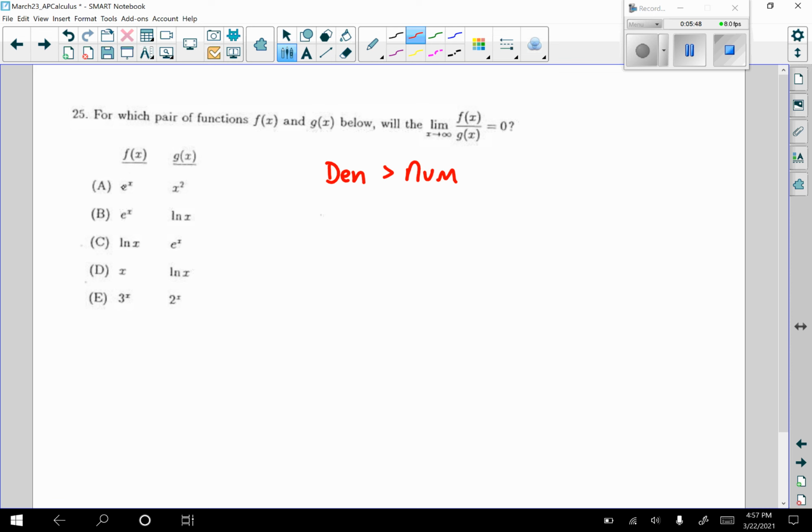So if we looked at A, e to the x over x squared, e to the x is growing much quicker than x squared is, so it's not A. When we compare e to the x to the natural log of x, and again, picture the graphs of them as well, e to the x is growing a lot quicker than the natural log of x. But if we flipped it around, C turned out to be the correct answer, because in D, x is going to be greater than natural log of x, especially when you compare the graphs. And then E, 3 to the x, is going to increase quicker than 2 to the x. So here we're just looking at C.